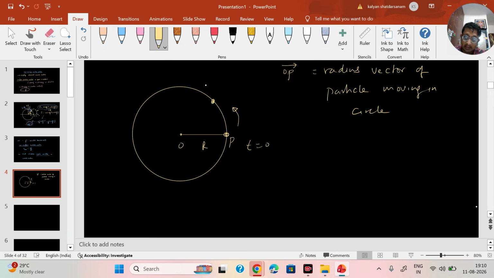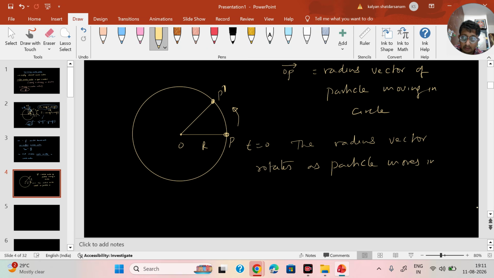So when the particle is here at P dash, the radius vector will be this, OP dash. So this radius vector is rotating as the particle moves in circle. The radius vector rotates as particle moves in circle.